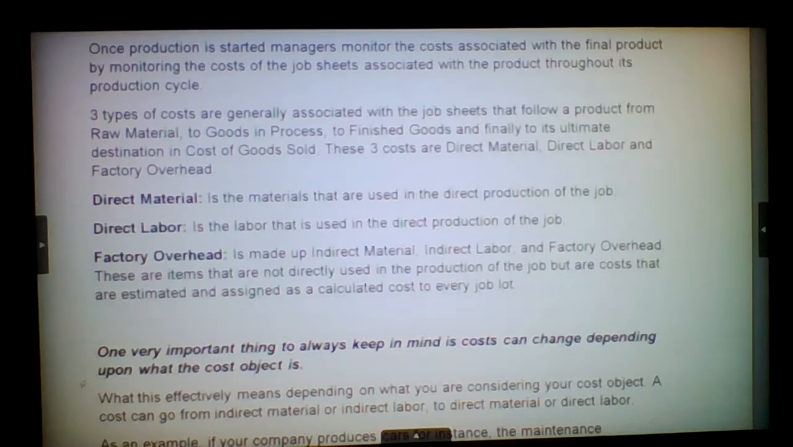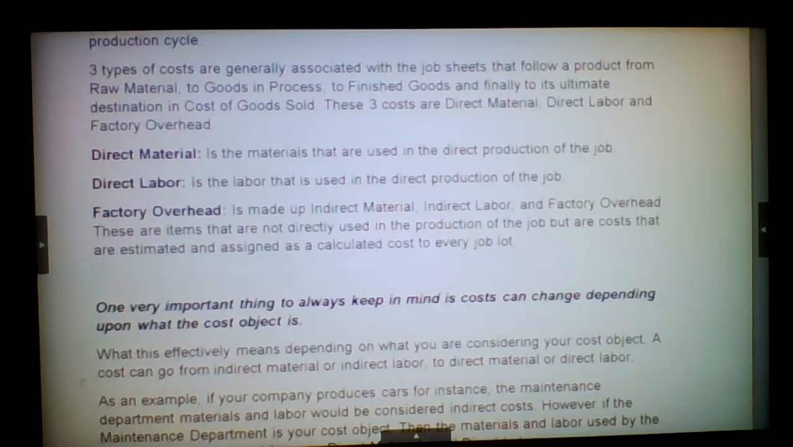I'm going to scroll up here. Three types of costs are generally associated with the job sheets that follow a product from raw materials to goods in process to finished goods, and finally to its ultimate destination, cost of goods sold. These three costs are direct material, direct labor, and factory overhead. Direct material is the materials that are used in the direct production of the job. Direct labor is the labor that is used in the direct production of the job.